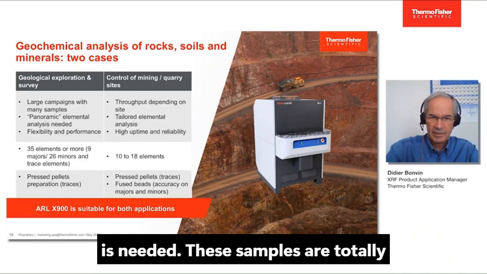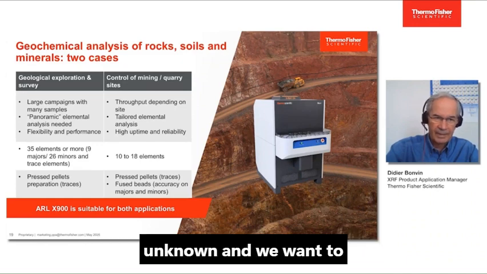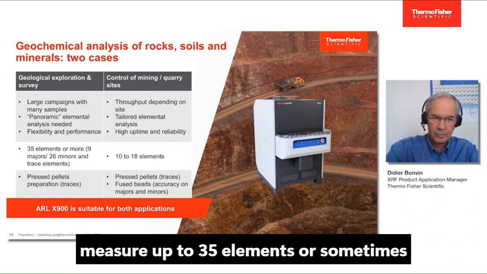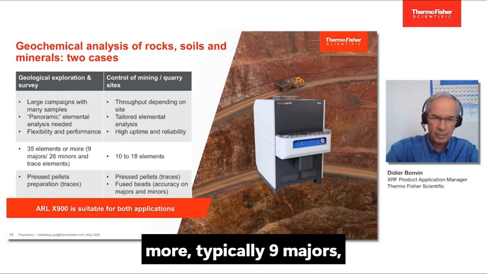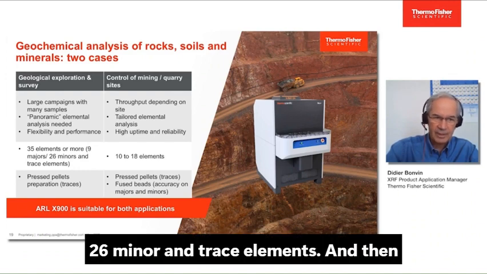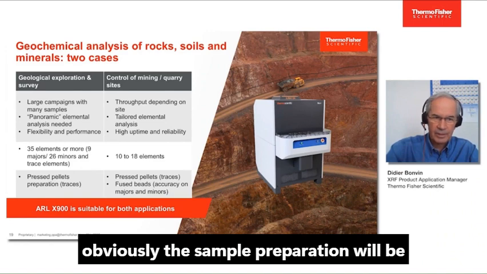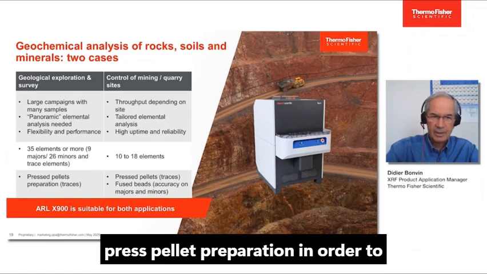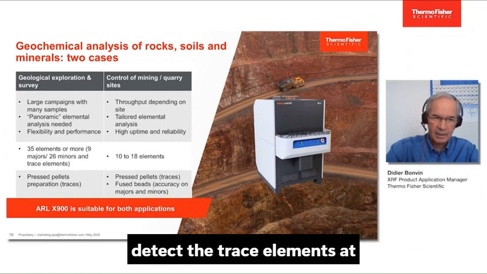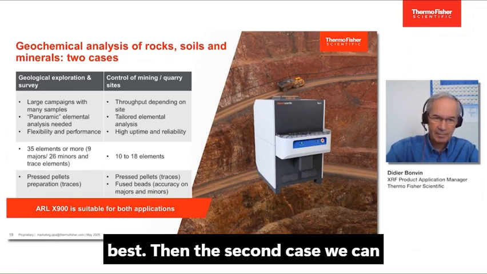These samples are totally unknown, and we want to measure up to 35 elements or sometimes more, typically 9 majors, 26 minor and trace elements. And then obviously the sample preparation will be press pellet preparation in order to detect the trace elements at best.